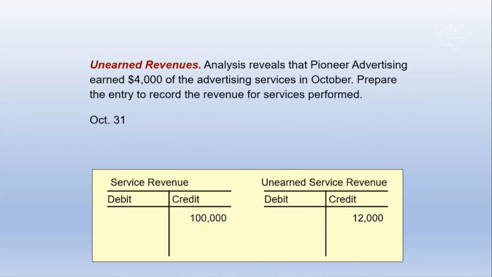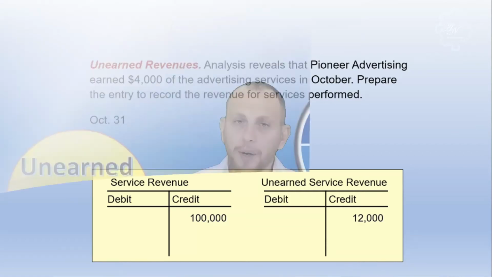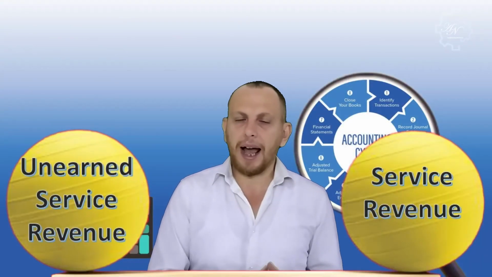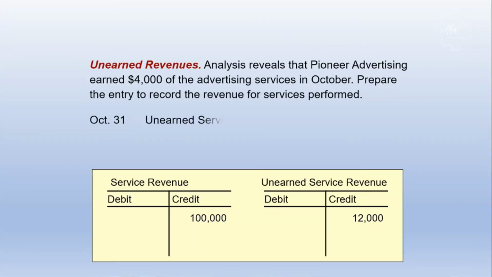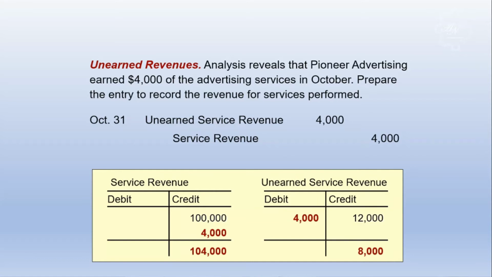Analysis reveals that Pioneer Advertising earned $4,000 of the advertising services in October. Prepare the entry to record the revenue for service performed. Here we have service revenue and unearned service revenue. Unearned service revenue, it's a liability. It's decreased and the revenue increased. The entry: debit unearned service revenue, credit service revenue for $4,000.